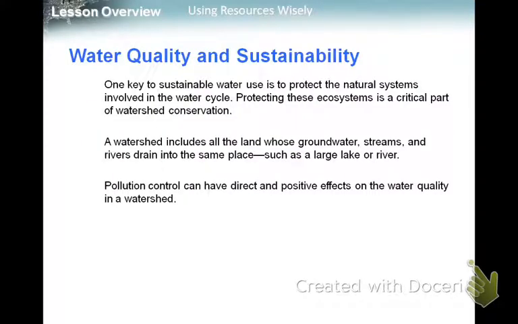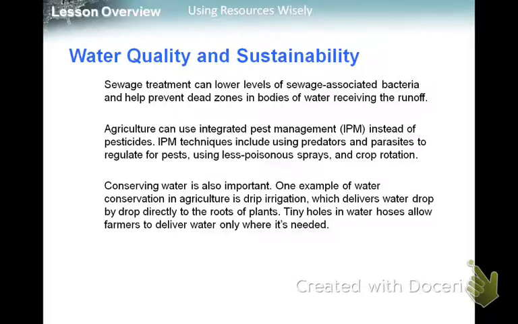So how do we fix these problems? Protect the natural systems involved in the water cycle. Watershed conservation. A watershed includes all the land whose groundwater, streams, and rivers drain into the same place, such as a large lake or river. Pollution control can have positive effects on water quality. Treating sewage can lower levels of the bacteria and prevent dead zones.